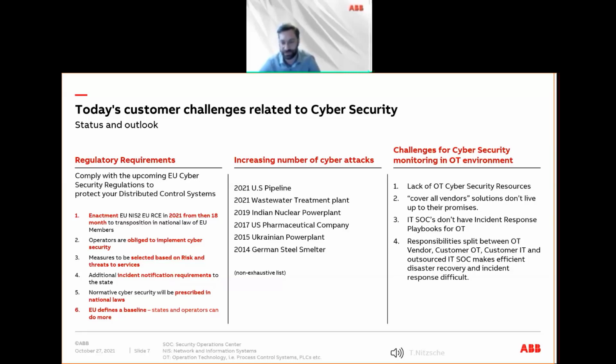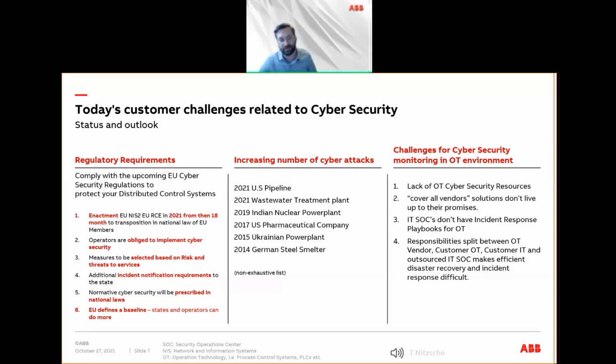One of the indications is that the already existing NIS directive, the Network and Information System Directive on Security, will be extended with the NIS2 directive, which is a draft version at the moment. Everyone should be aware of this. At the moment it's a draft, but it's already published to be released, and the plan is to release it this year, so it should be released in 2021.